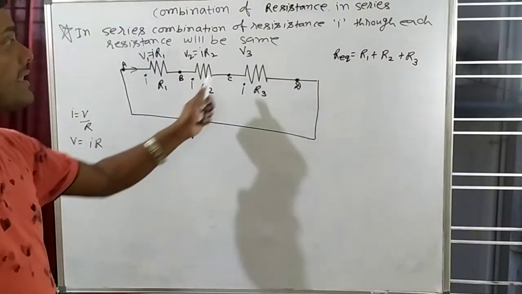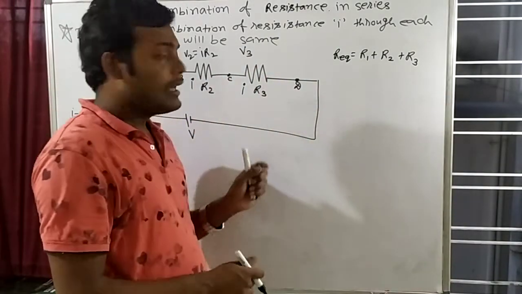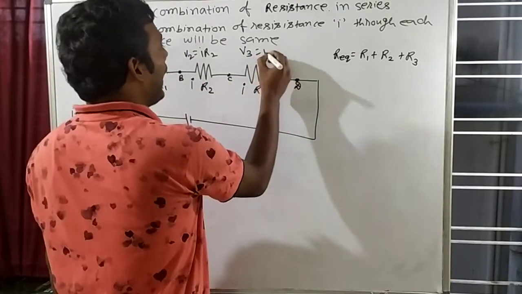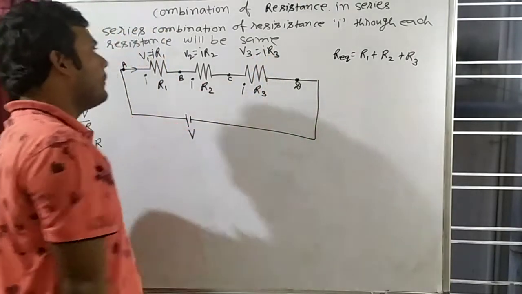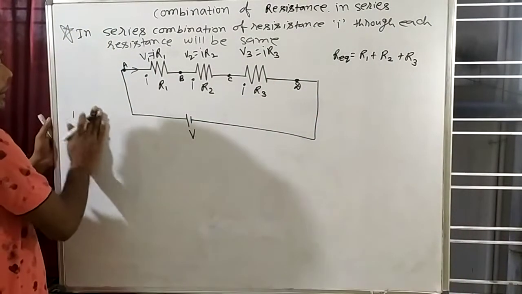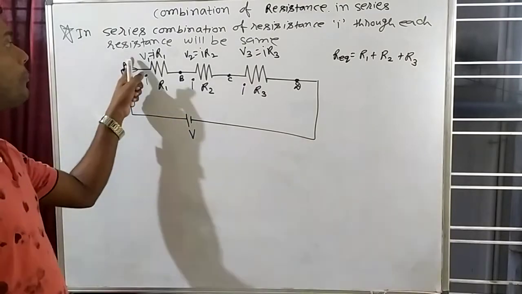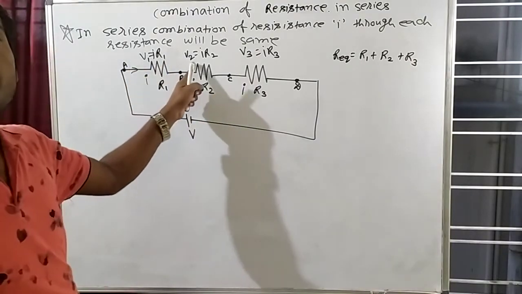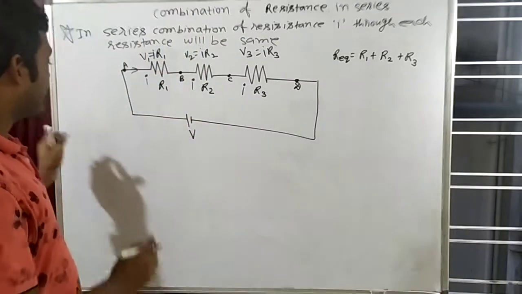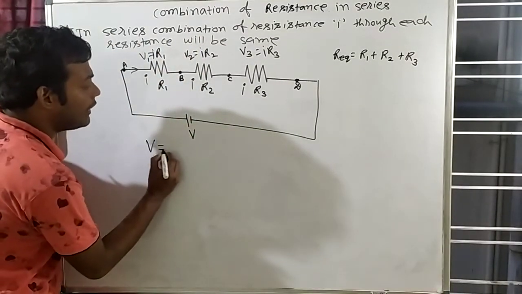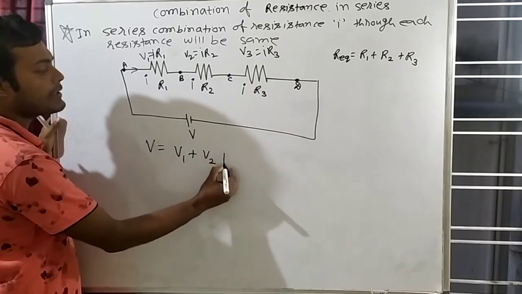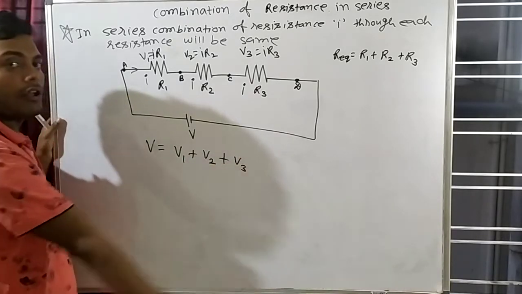V3 means potential difference across third resistance. That means what is the potential difference across this resistance? So V3 will be I into R3, right? Because current is same across all the resistance. Now see here that here V1 is potential difference across first resistance, V2 is potential difference across second resistance, V3 is potential difference across third resistance. So what will be total potential? Total potential will be potential difference across first plus potential difference across second plus potential difference across third.